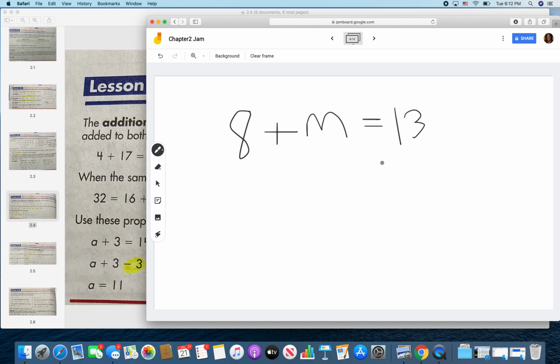In this simple problem, you can probably look at this and guess the value of M. But don't do that. Instead, look at what's here with M. Plus 8. There's a plus on this side, right? It's understood. M is positive, 8 is positive. So if I wanted to get rid of 8, I could minus 8 from both sides.